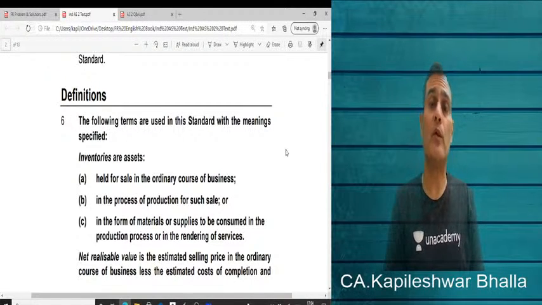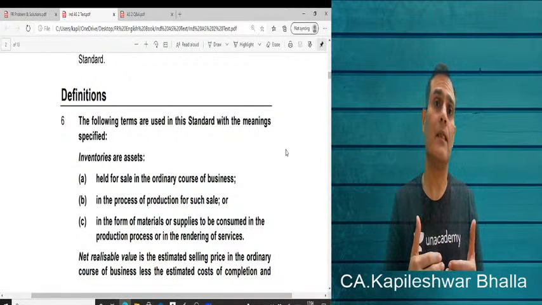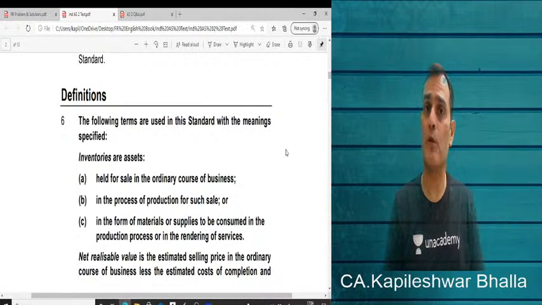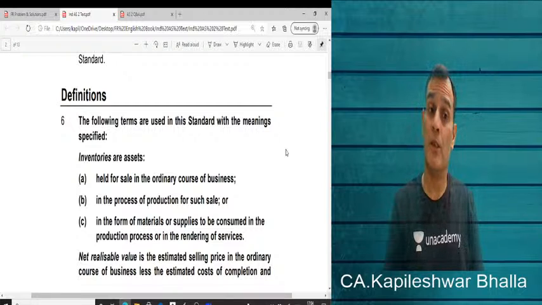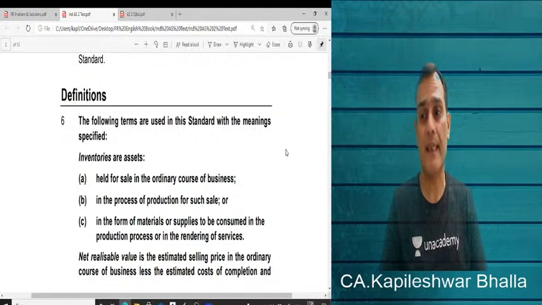For example, let's say a software company which is trading in software. Now software is supposed to be an intangible item. So inventories can be tangible items, inventory can be intangible items, but at the first go, you need to prove that they are supposed to be assets.